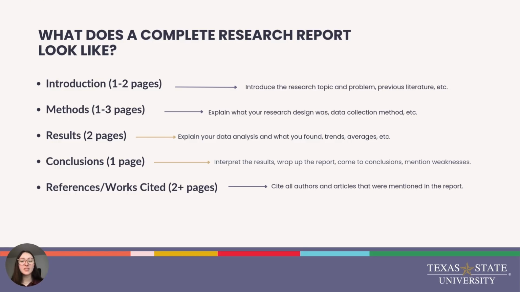So, what does your research report look like altogether? These are just rough estimates of your lengths. Obviously, some reports will be longer than others depending on their experiment, their results, and how much they decide to discuss in the conclusions. But your introduction should be about 1 to 2 pages, methods about 1 to 3 pages, results around 2 pages, conclusion about 1 page, and your references and works cited need to be however long to cite all authors and articles that were mentioned in the report.